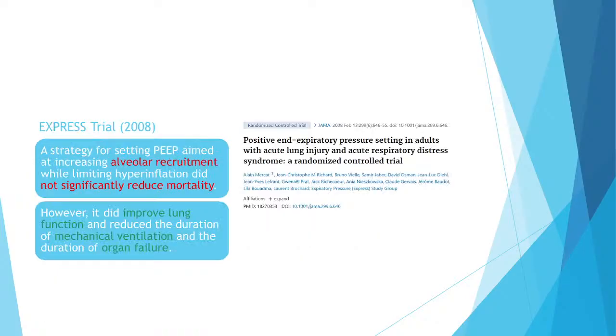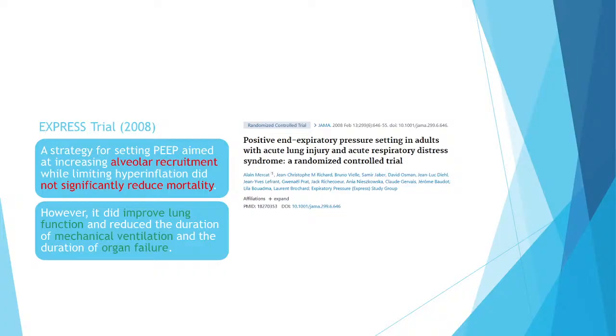And coming finally to the EXPRESS trial, which came in 2008. Similarly, a strategy for PEEP aimed at increasing alveolar recruitment did not show significantly improved mortality. But it did improve lung function, reducing the duration of mechanical ventilation and the duration of organ failure. That was shown in the EXPRESS trial.